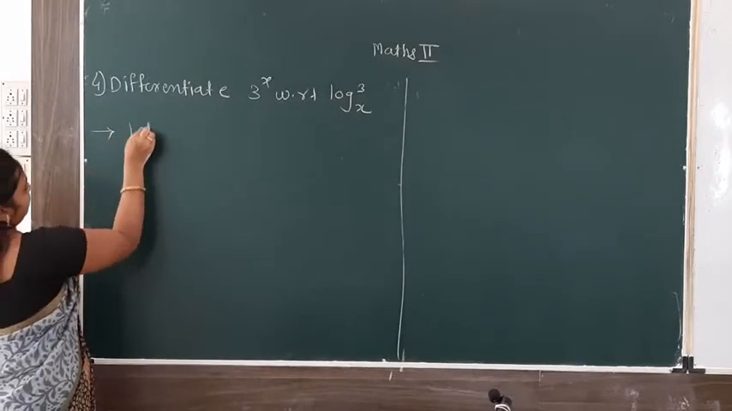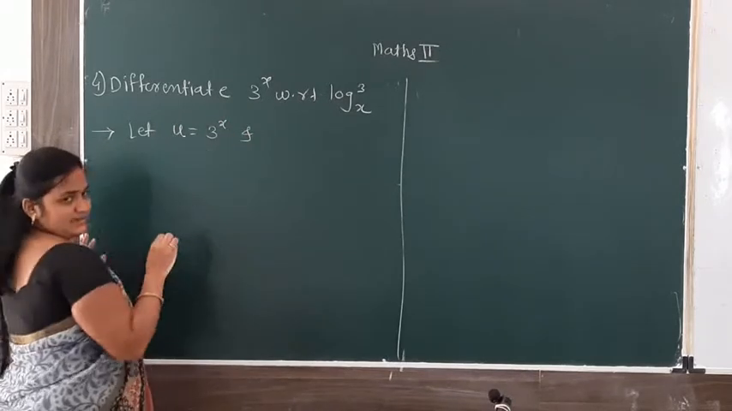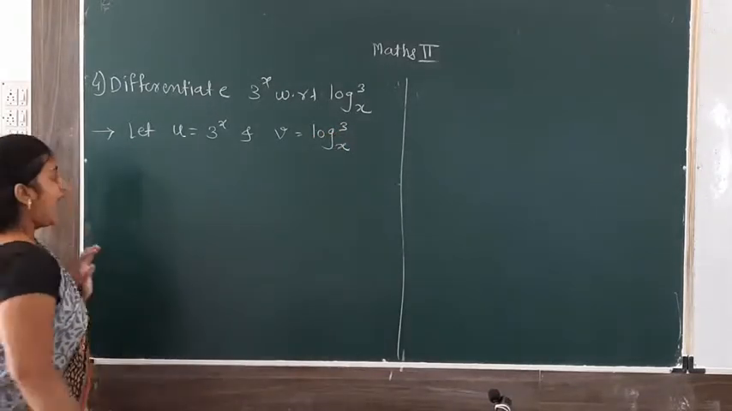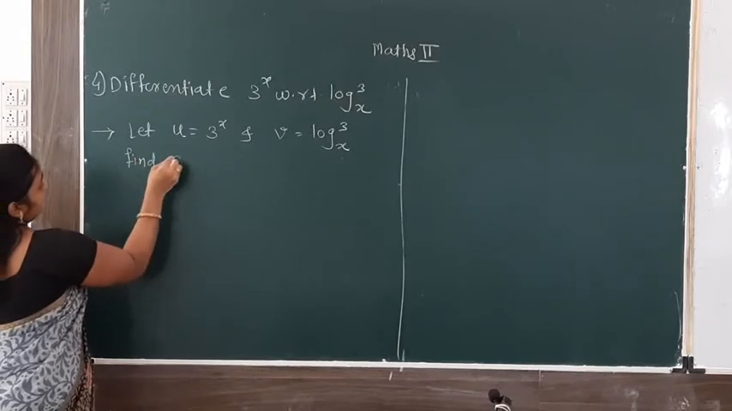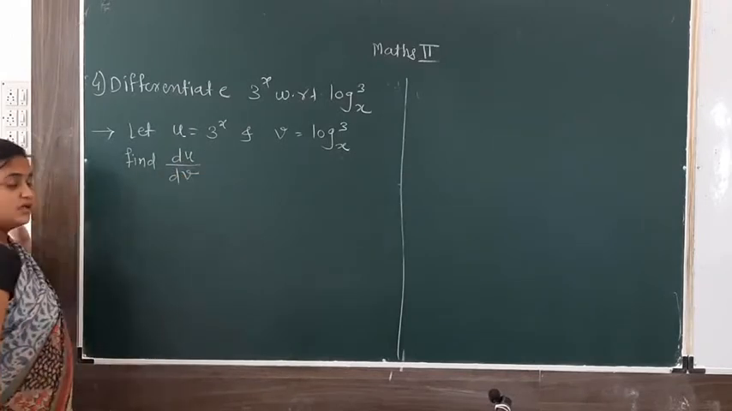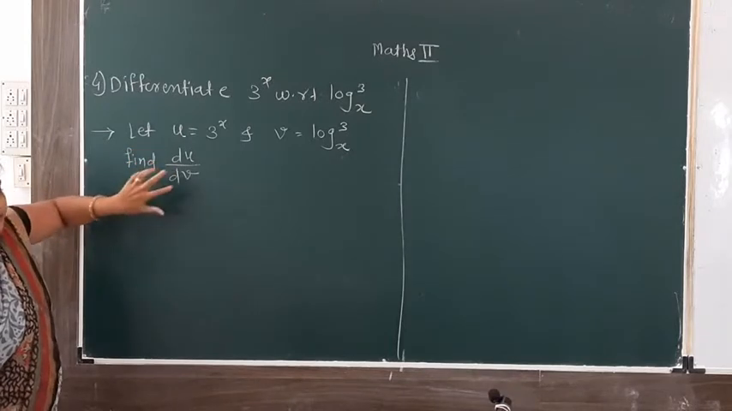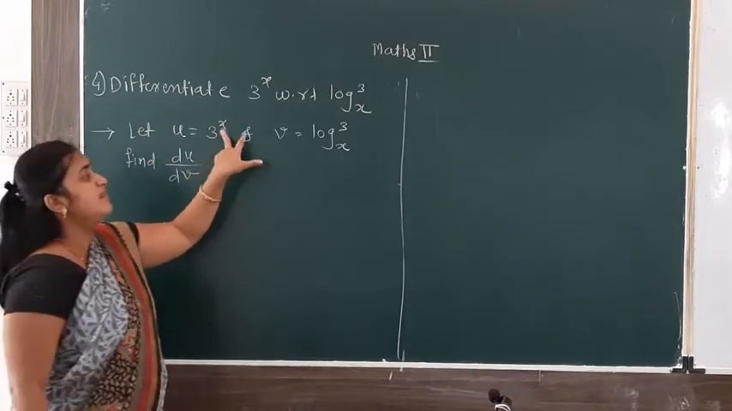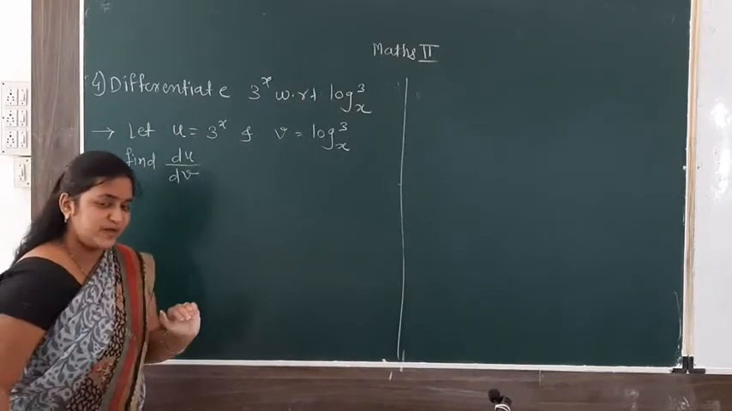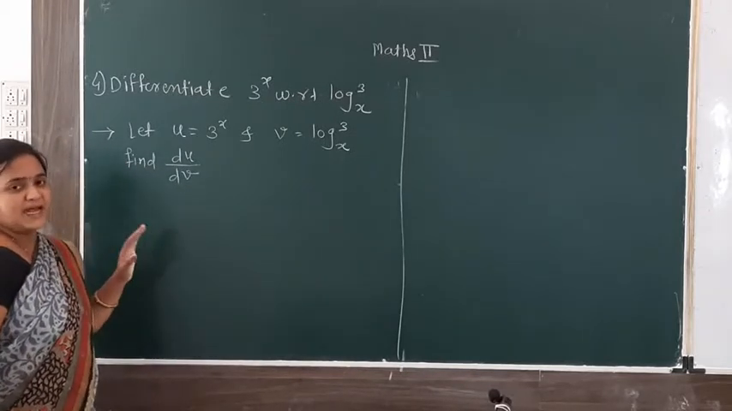So let us consider first, u is equal to 3 raised to x and v is equal to log of x to the base 3, and we want to find du by dv, one function with respect to another function. But here u and v, both functions depend on which variable? The x variable. So we find the derivative of u with respect to x, we find the derivative of v with respect to x, and then use the derivative of parametric functions.